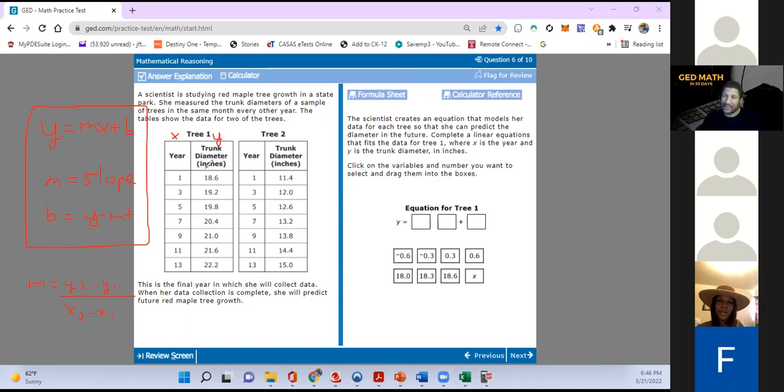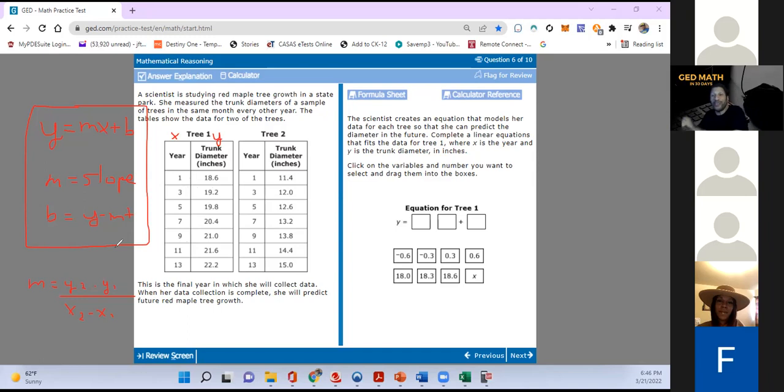So when you look at this table for tree 1, they've given me 1, 2, 3, 4, 5, 6, 7 different points that I could plot on a graph. But they didn't give me a graph, they gave me a table. So instead of giving me $4, they gave me 4 quarters. They gave me the information in a different way, but the same information. So what you have to recognize is that you have multiple points.